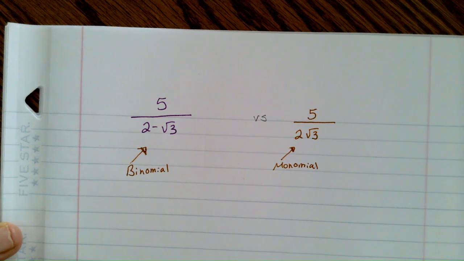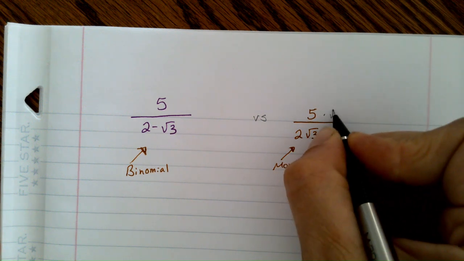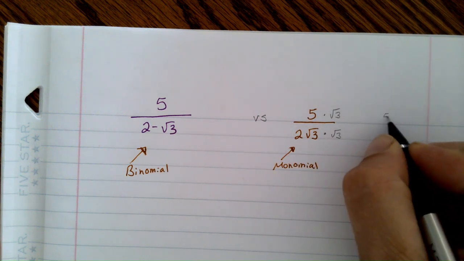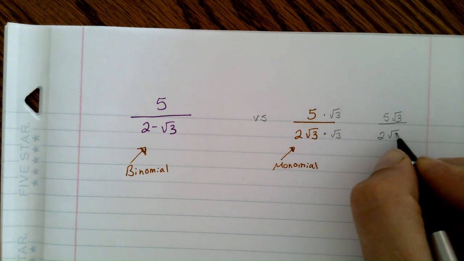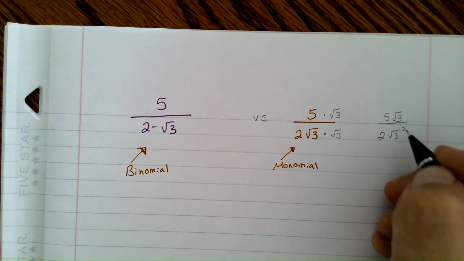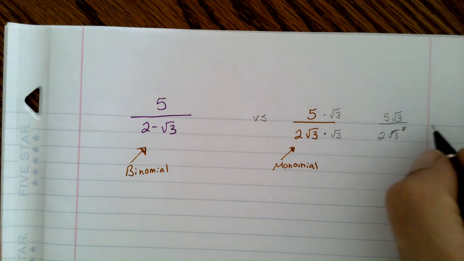Okay. When it's a monomial, I can multiply this by the square root of 3 so that the top becomes 5 square roots of 3 and the denominator becomes 2 times the square root of 3 squared, which is really just 3, and 2 times 3 is 6.